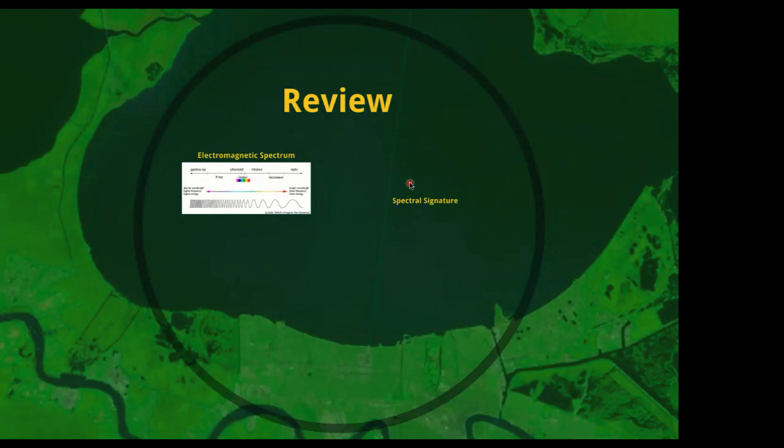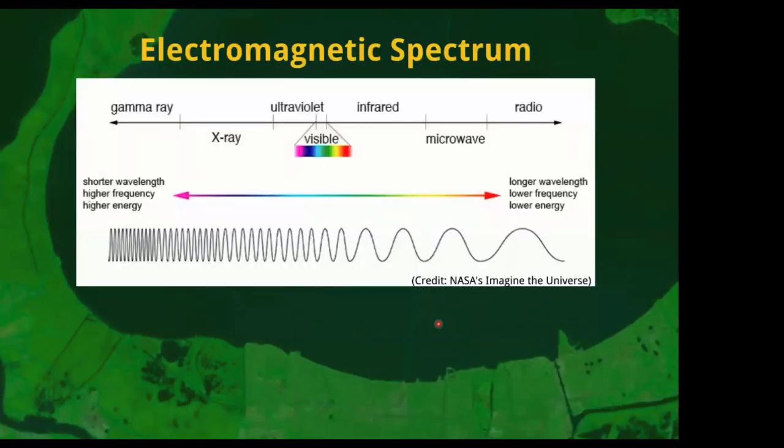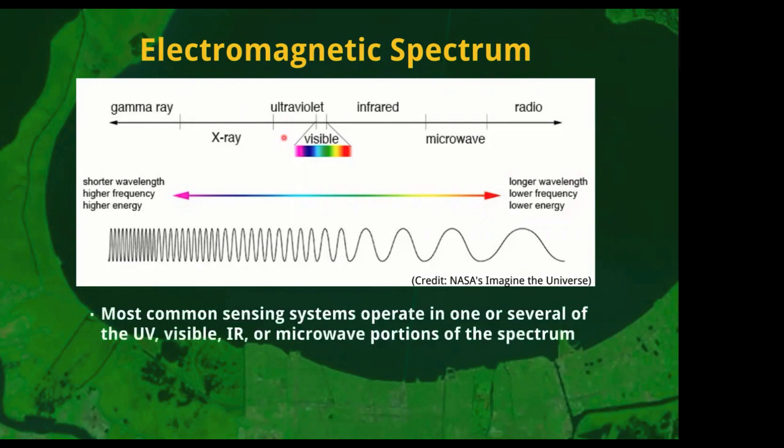So first of all, just a quick review of where we were last time. One of the major concepts we introduced last time was the EMR, the electromagnetic spectrum. We know it's a very long and continuous spectrum. We know the visible portion because that's how we can read the different colors. But there are also some other portions that are very useful in remote sensing, the ultraviolet and infrared.